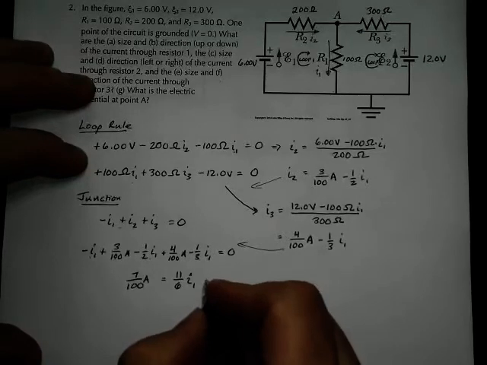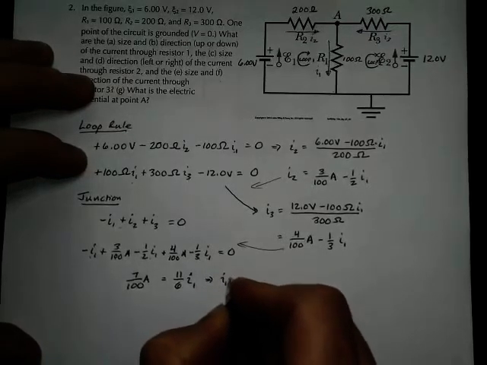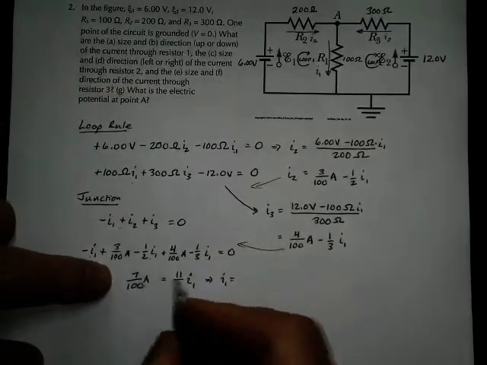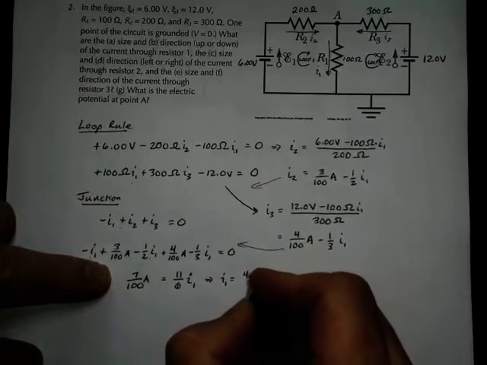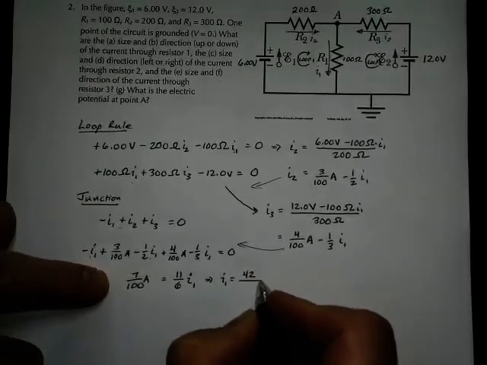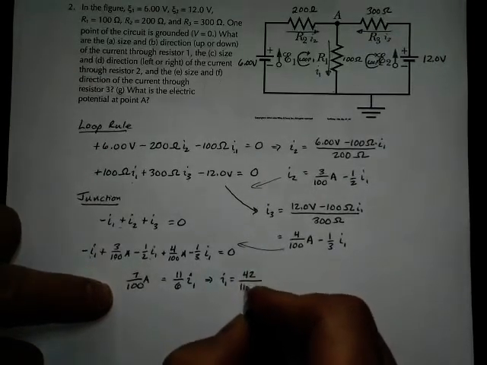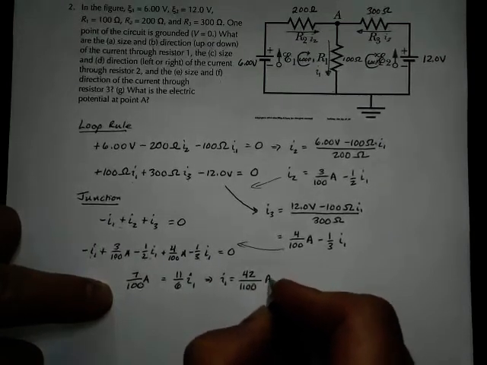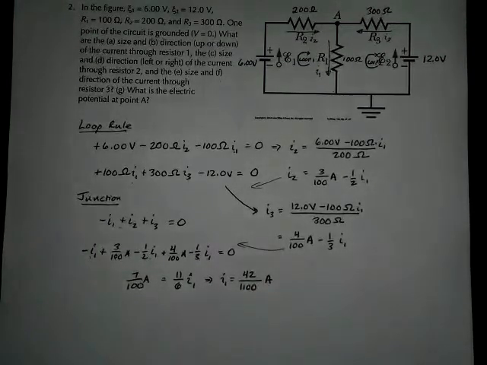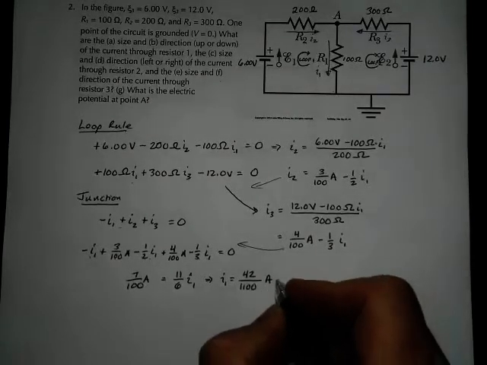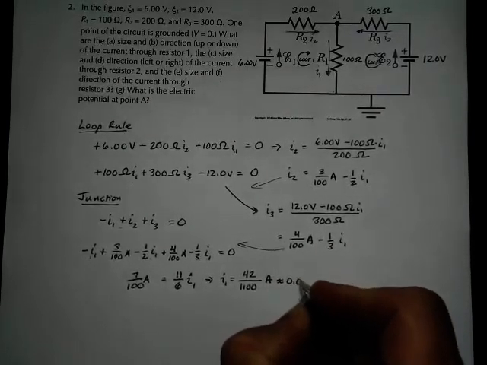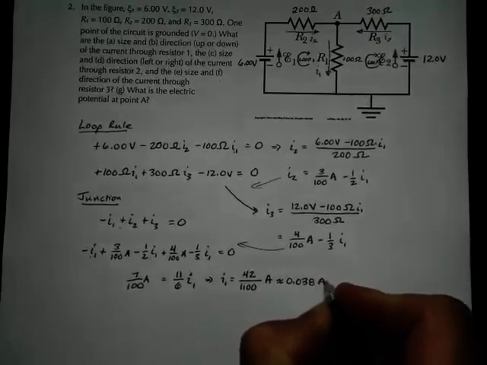Let's go ahead and solve for I1. This means that I1 is equal to, let's see, 6 times 7, 42/11 hundredths of an amp, just like you expected right at the beginning. If you prefer, you can write that as a decimal, and that is approximately 0.038 of an amp.